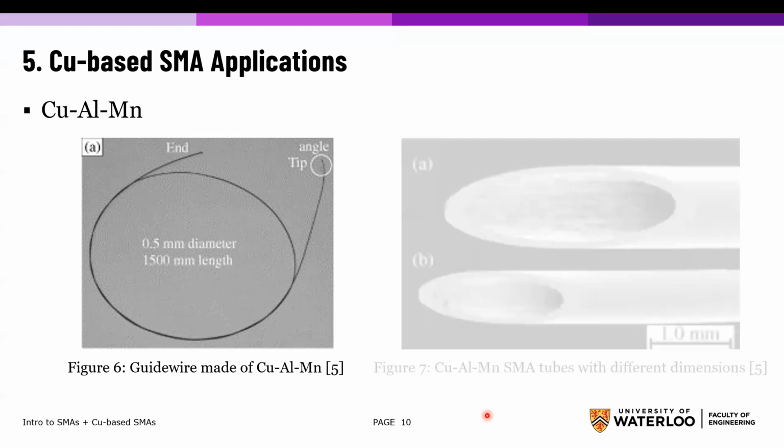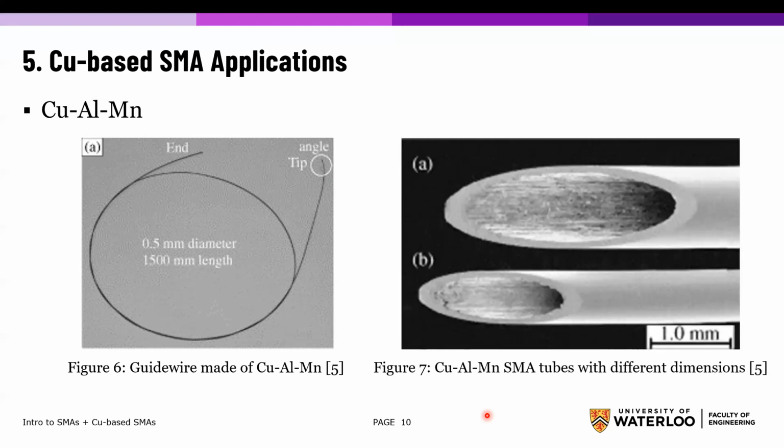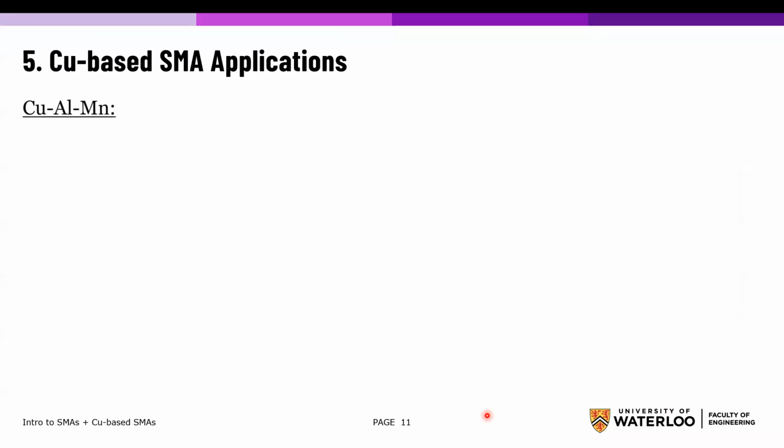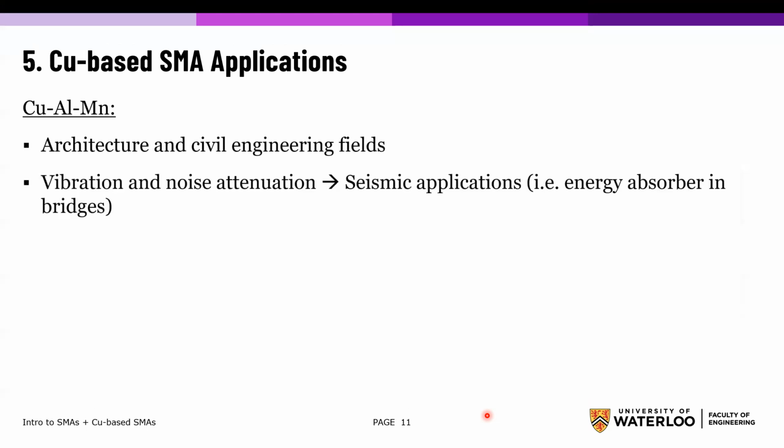This shape memory alloy is also easy to fabricate in the shape of tubes and thin foils, as seen in the figure on the right. And these tubes are not limited to the medical industry, but can be used in several other practical applications where thin tubes are needed. Other applications where the CuAlMn alloy is used include the architecture and civil engineering fields, and its vibration and noise attenuation properties allows it to be applied in the seismic applications, such as energy absorbers in bridges.